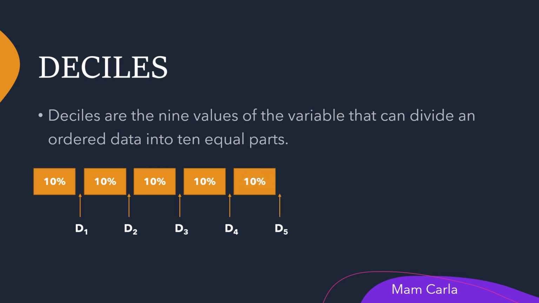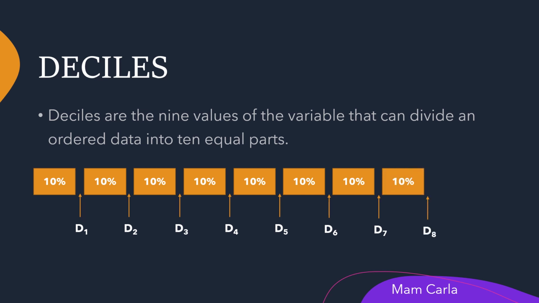The fifth decile under which 50% of the total population lies. The sixth decile under which 60% of the total population lies. The seventh decile under which 70% of the total population lies. The eighth decile under which 80% of the total population lies. And the ninth decile under which 90% of the total population lies.